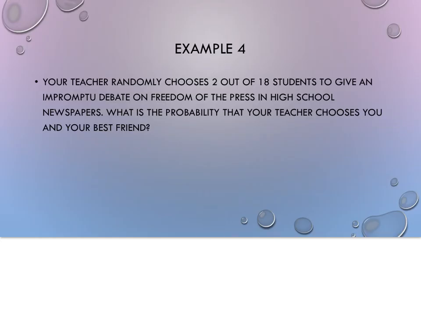Okay. All right, example 4. Your teacher randomly chooses 2 out of 18 students to give an impromptu debate on freedom of the press in the high school newspapers. What's the probability that your teacher chooses you and your best friend?